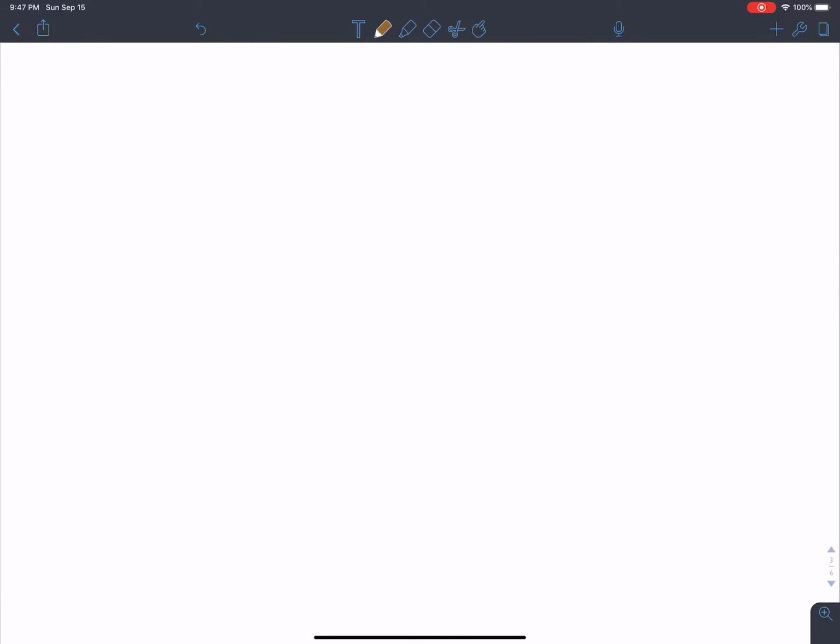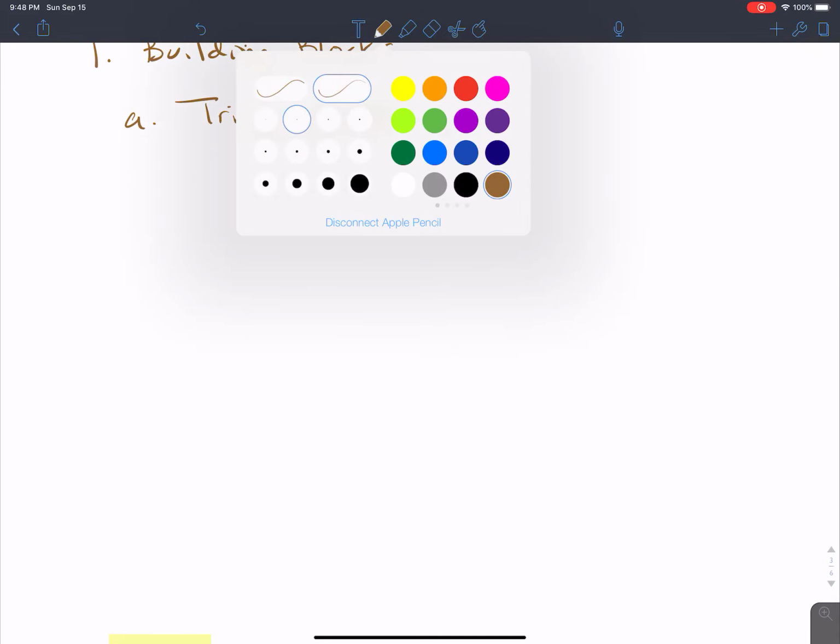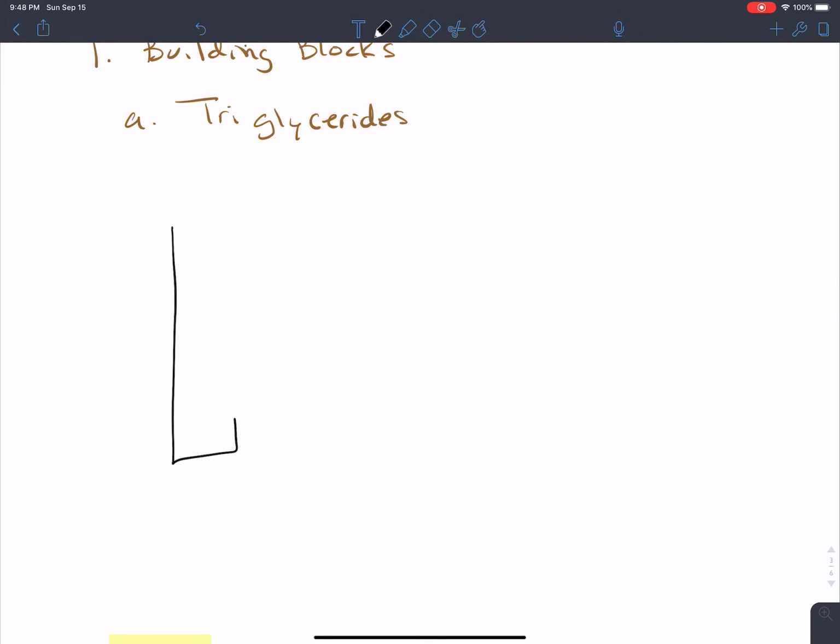So I'll write lipids right here. Lipids, the building blocks, a little complex. They're made up of mainly what are called triglycerides. Triglycerides look something like this. They have a backbone of what we call glycerol.